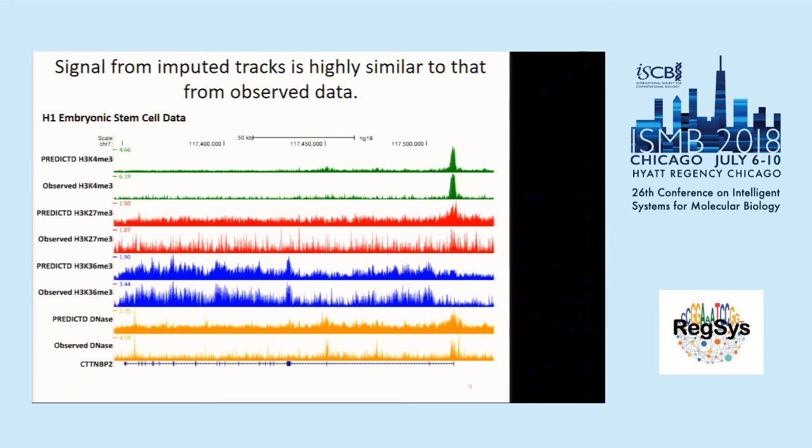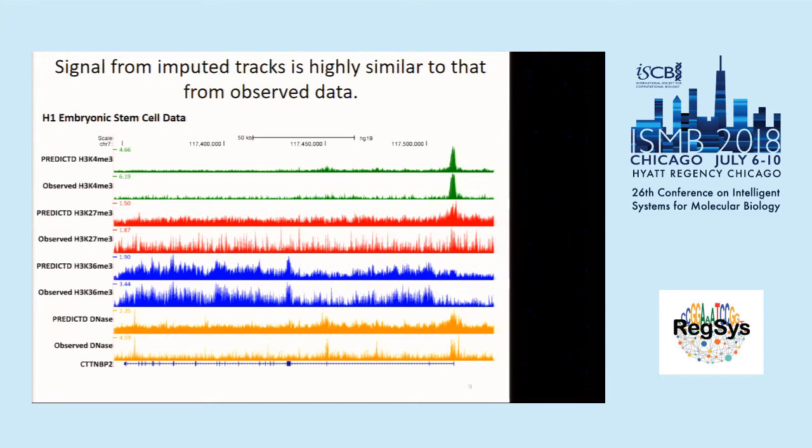So these are 4 different marks, 4 different assays that we imputed, paired with their observed data. And what you'll notice is that we capture the shape of the signal quite well, although I'll note that we tend to impute a lower amplitude of the signal than the actual observed signal.